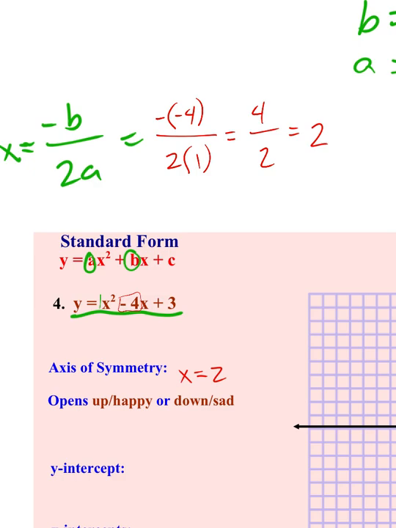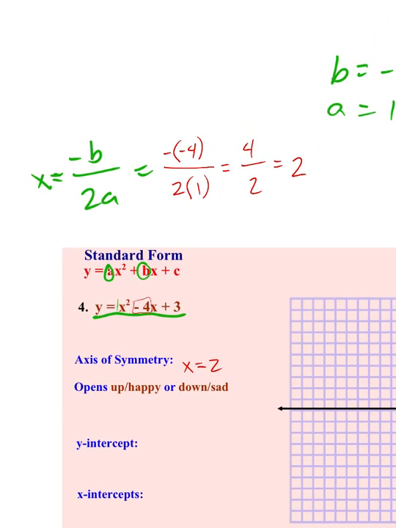Now, we do need to put that 2 back into the equation so that we can at least figure out what the y value for the vertex is for the sake of graphing this. So I put the 2 back in for x. So that's 2 squared minus 4 times 2, and then plus 3. 2 squared here is 4.